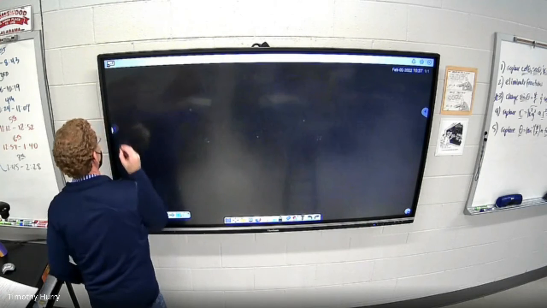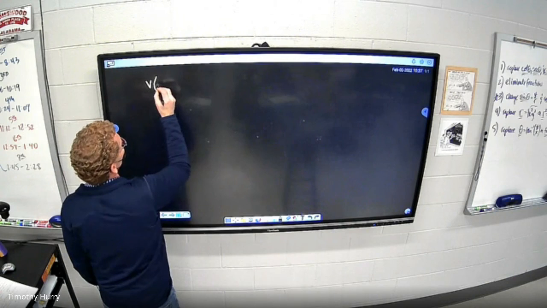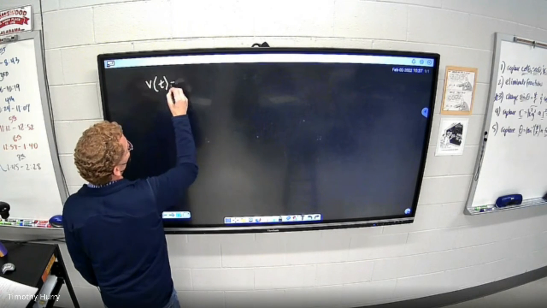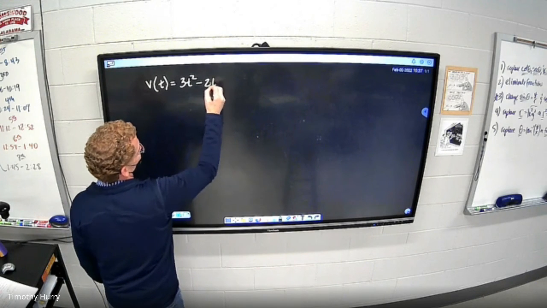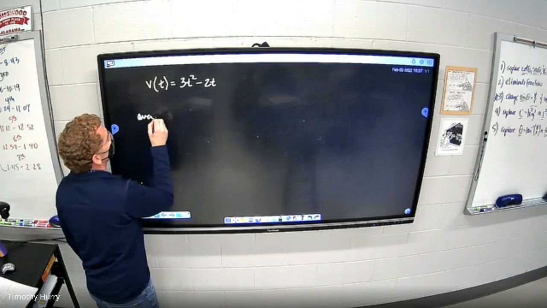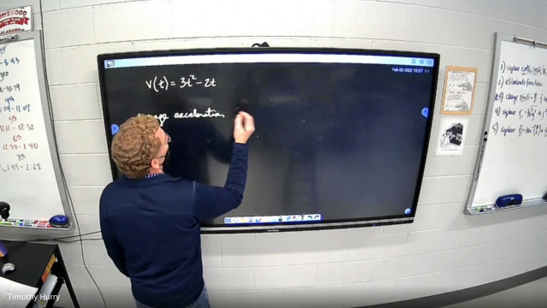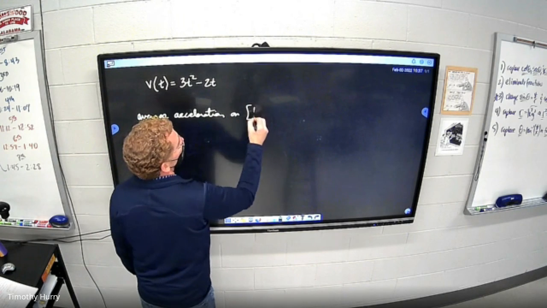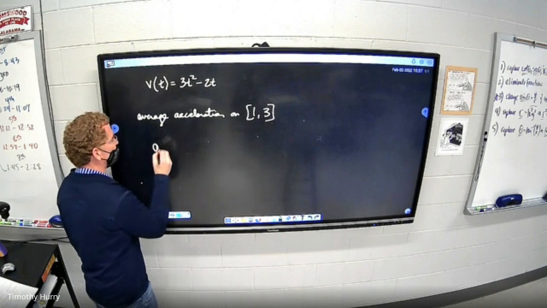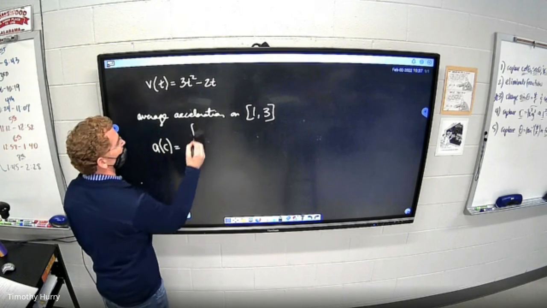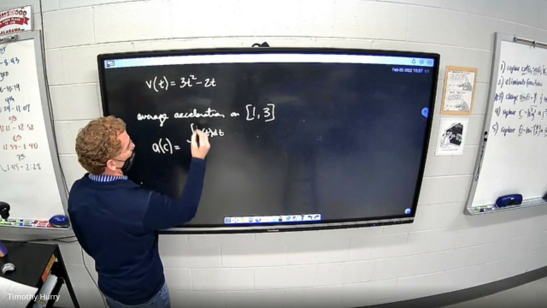All right, so what if I said this? My velocity is 3t squared minus 2t. Be careful. What is the average acceleration on the interval 1 to 3? Wait. Average acceleration is the integral of what? Acceleration from 1 to 3.